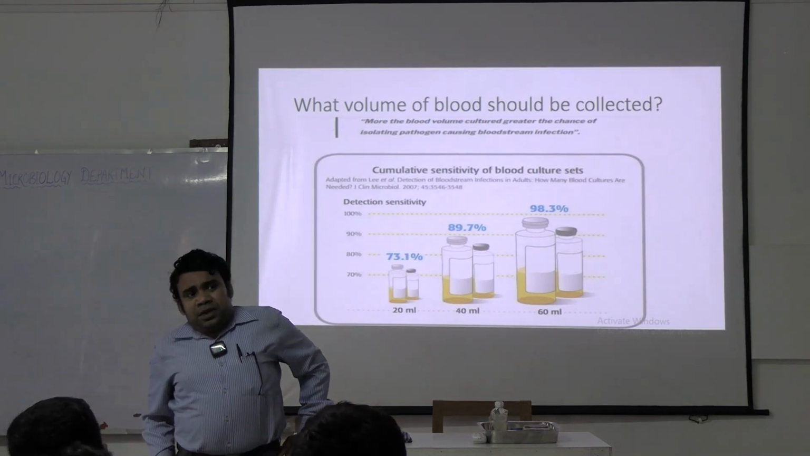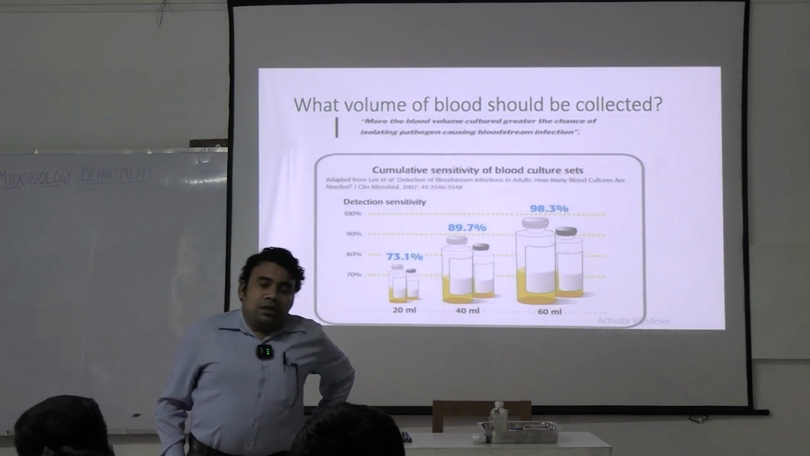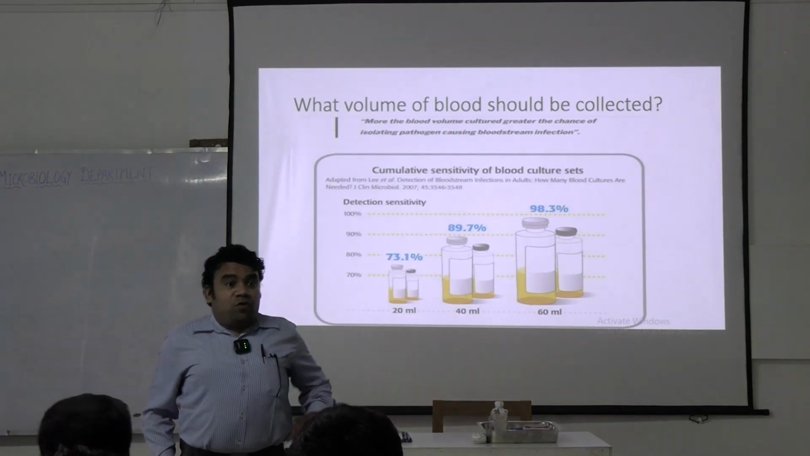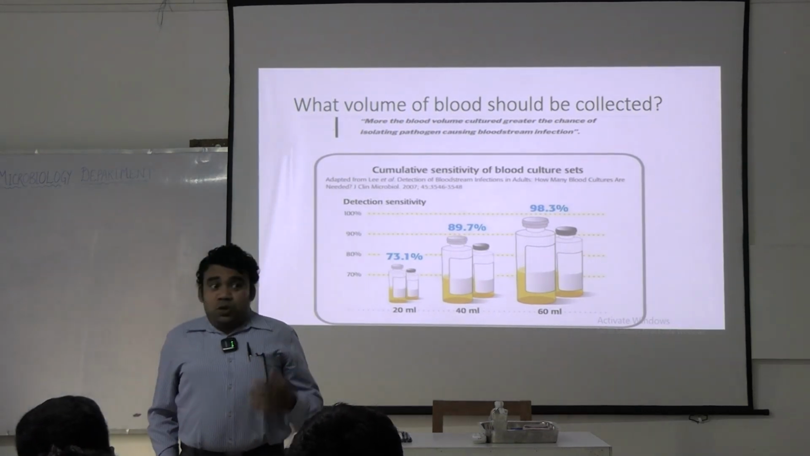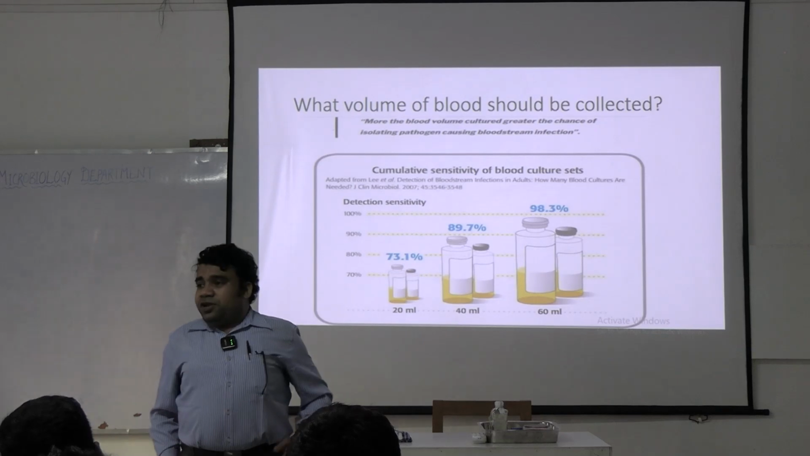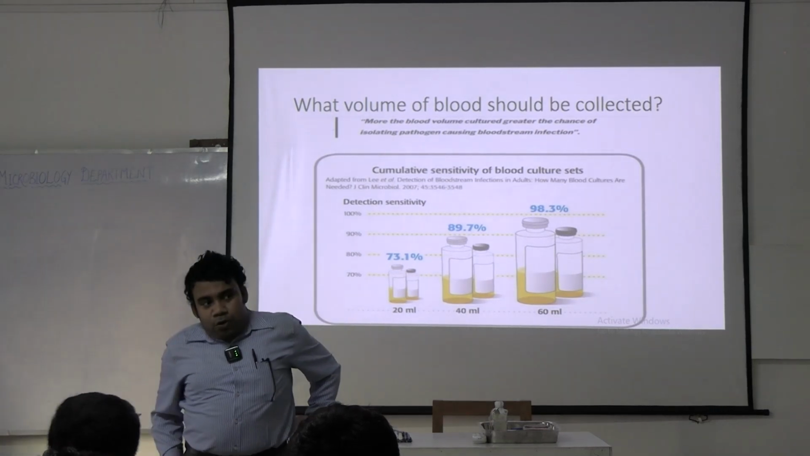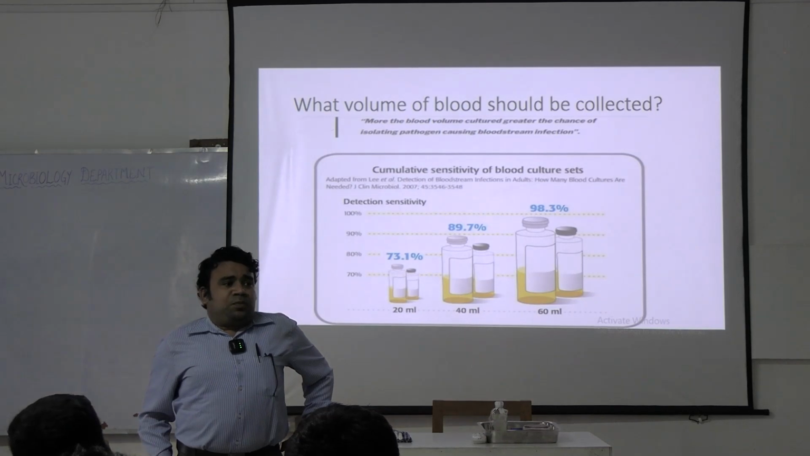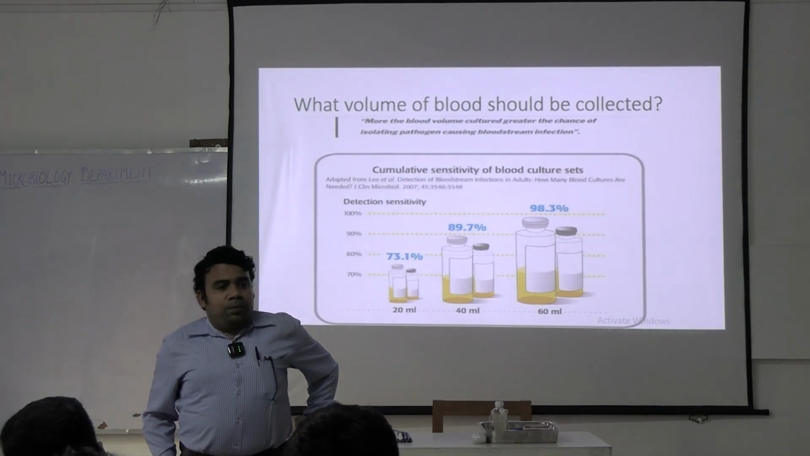There will be many concepts that you will learn. Sometimes people will say it is best to take the blood before the fever comes or while the fever comes. That will be very appropriate. The most important factor which determines whether your culture test will be positive or negative is the amount of blood.